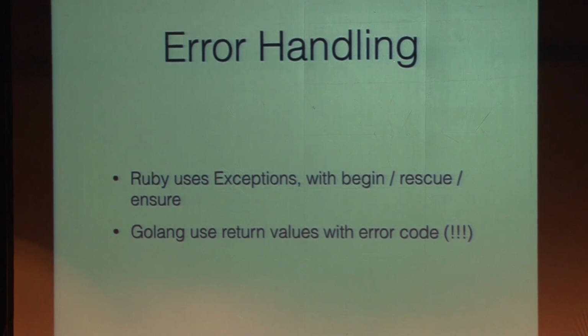Error handling. In Ruby, we use exceptions with begin, rescue, and ensure. In Golang, we use return values with error codes. Okay, this is weird.